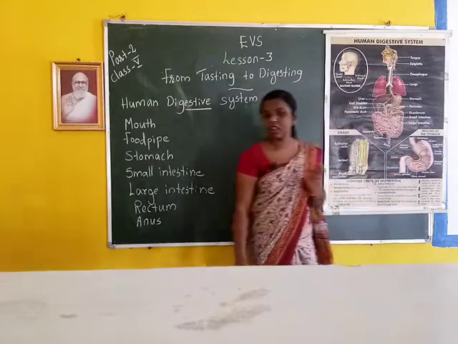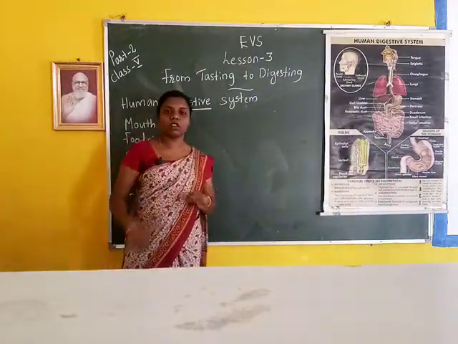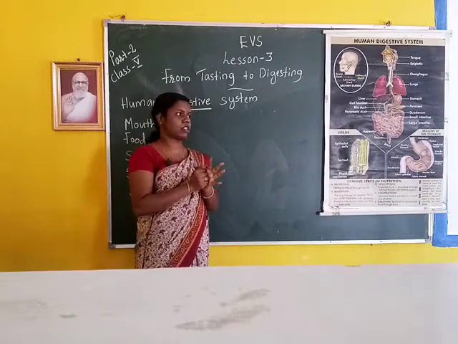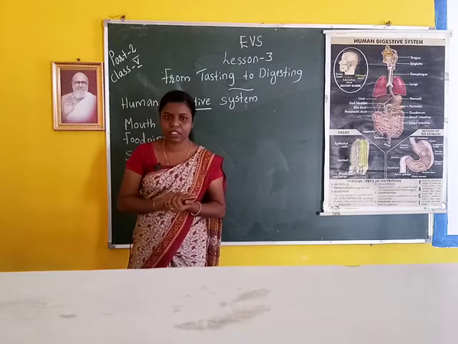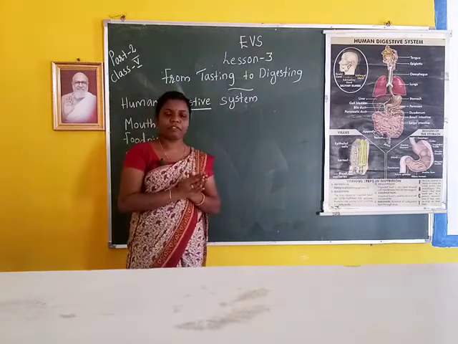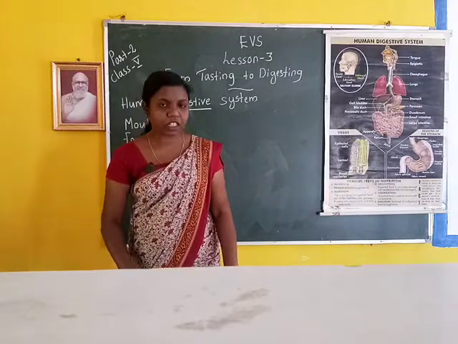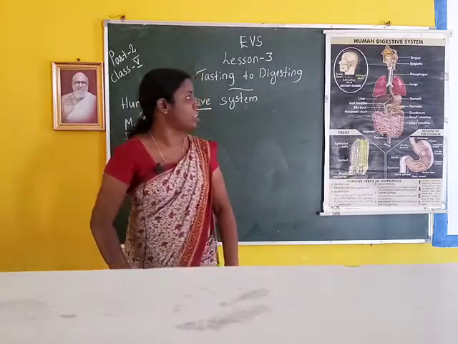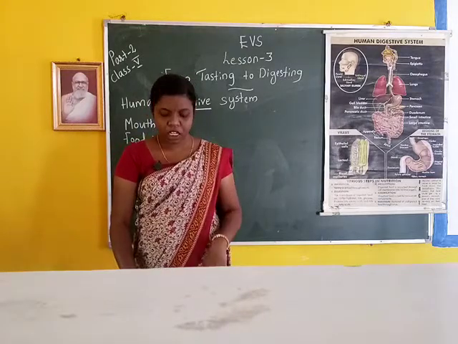First we discuss the mouth. Mouth includes three parts, that is teeth, tongue and salivary glands. This is already learned in part 1. What is the function of the mouth? The mouth helps to chew and swallow the food.